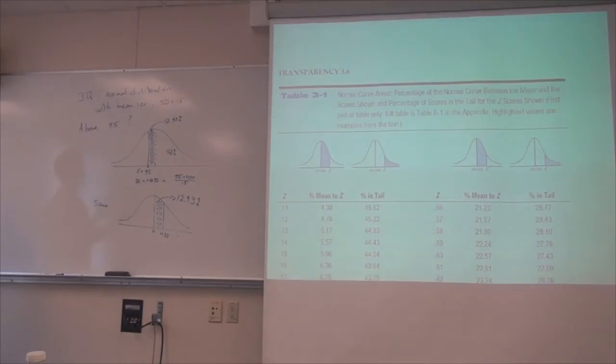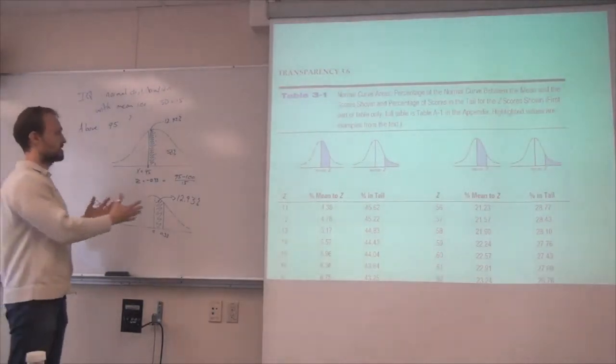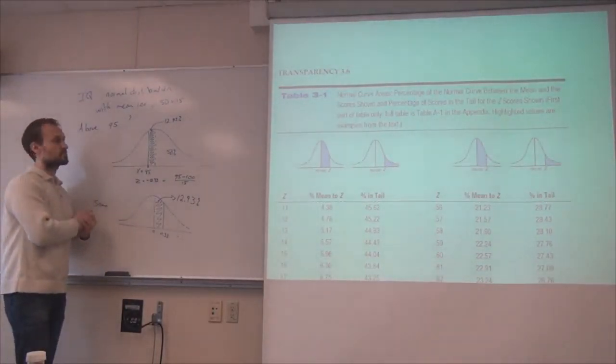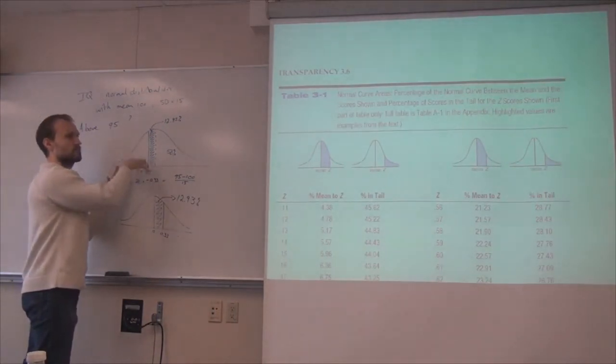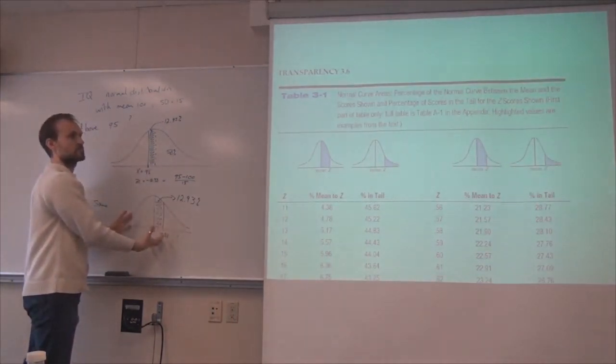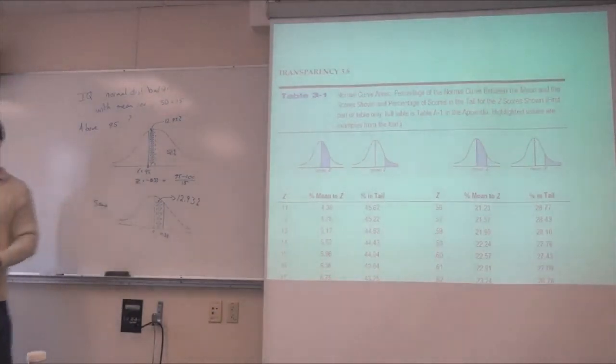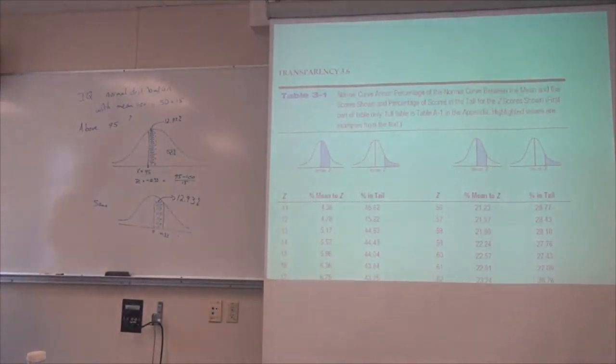Everyone happy with this symmetry? It just makes it easier that the table doesn't have to show all the z values. In fact, it doesn't show any negative z values. So I have to just see what I want and then transfer it to be able to use the table and then go back. And all the percentages are there.